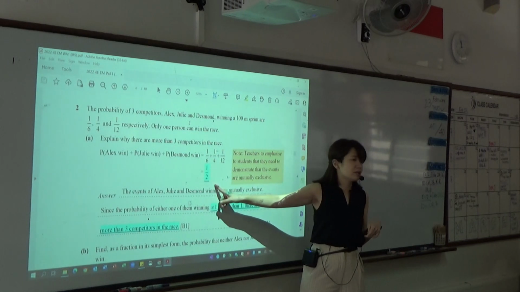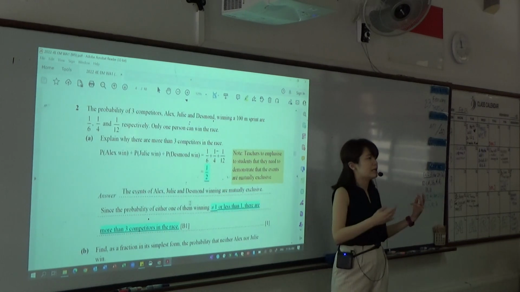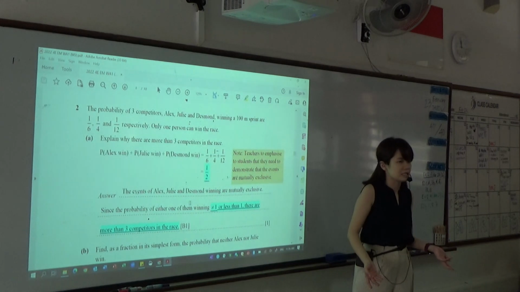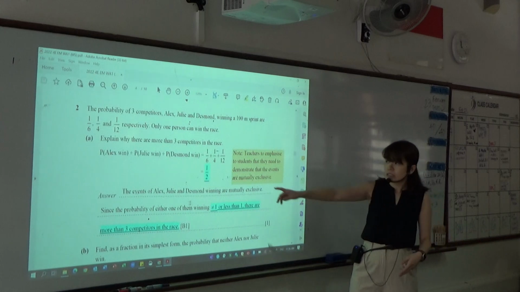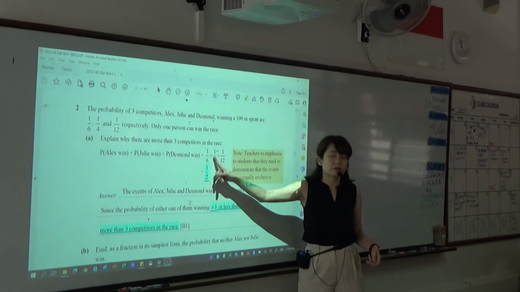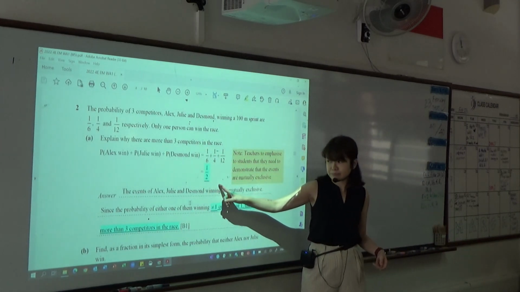Without the calculation, it doesn't make sense that you tell me that the probability is less than 1 already, or not equals to 1. You need to provide the evidence. So calculation is a must, because some of you didn't provide this.